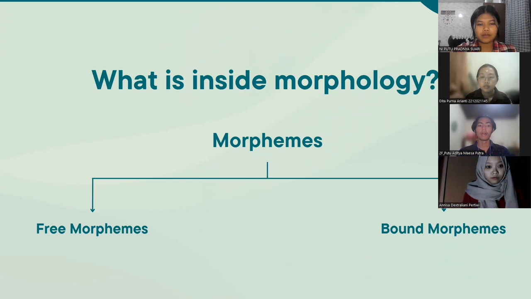Now, a morpheme cannot be divided into smaller parts. In addition, a morpheme carries meaning and grammatical information such as plurality and tense marker. Now, morphemes are classified into two, which are free morpheme, which is a morpheme that can stand alone, and bound morpheme, which is a morpheme that cannot stand alone. Further explanation of these two morphemes is as follows. Next slide.